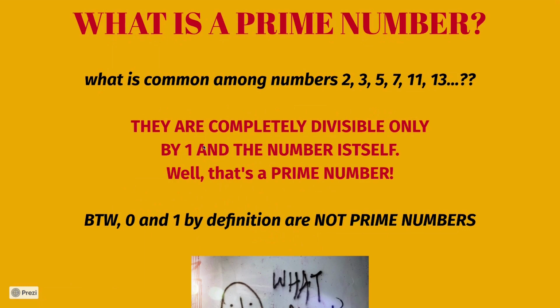One thing that you should know is that, by definition, 0 and 1 are not prime numbers. I'm not going to deep dive into why they are not prime numbers, but you have to know this because it is important for the program, that 0 and 1 by definition are not prime numbers. Now let's go to the next section.